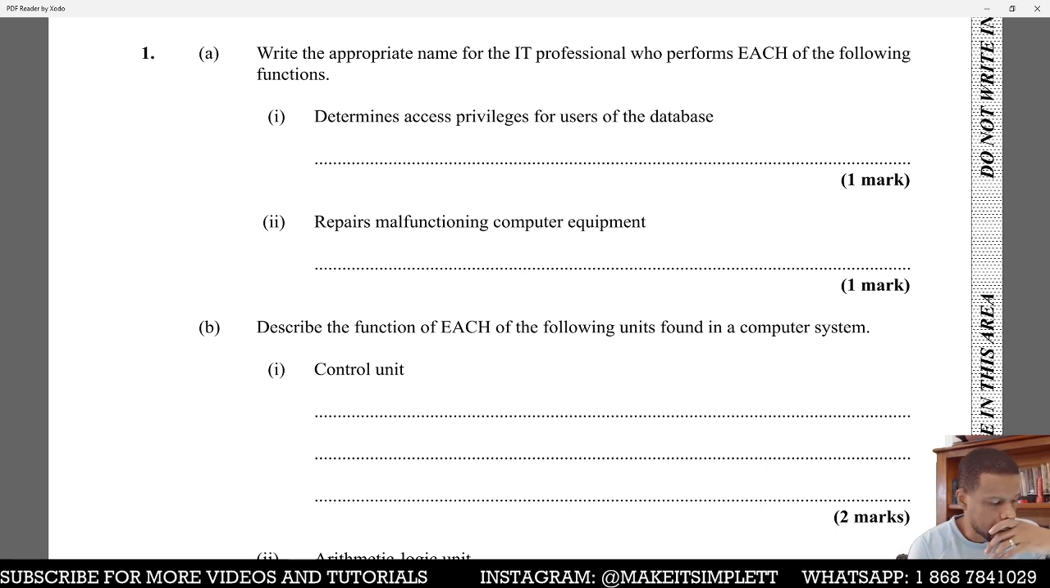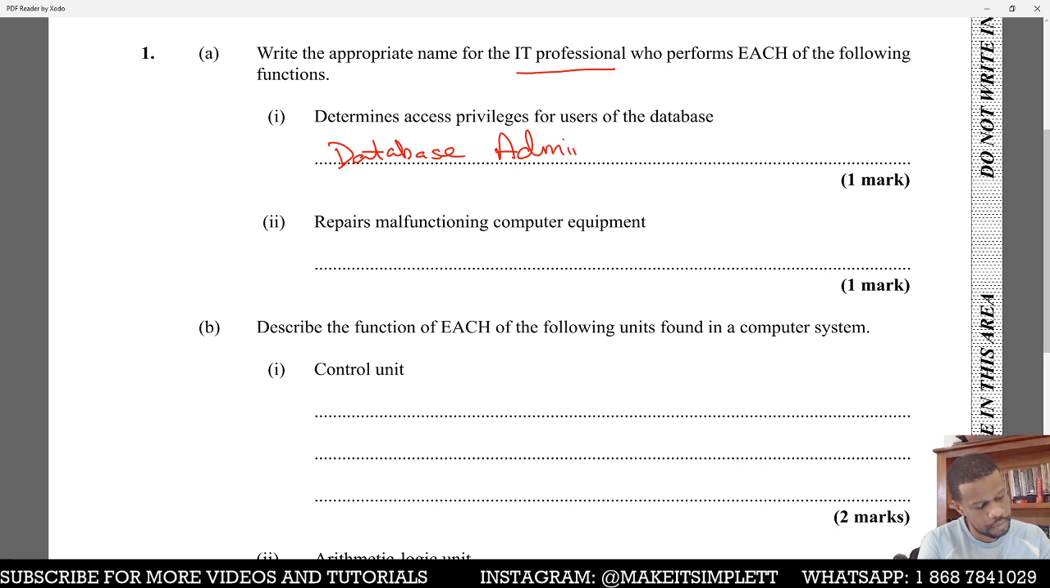Write the appropriate name for the IT professional who performs each of the following tasks. So there's jobs, determines access privileges for the database. That'll be database administrator. Repairs malfunctioning computer equipment. This will be a technician. Computer technician.